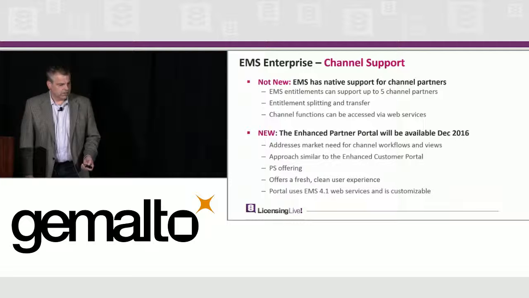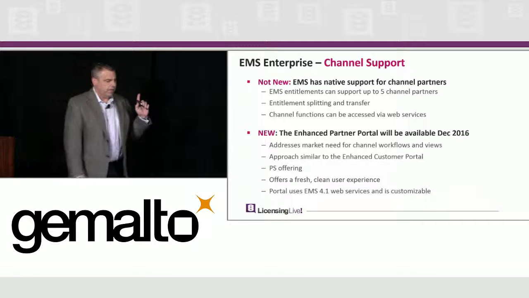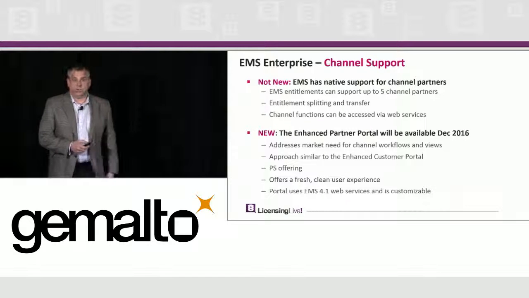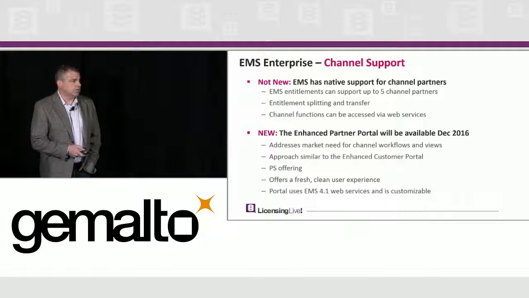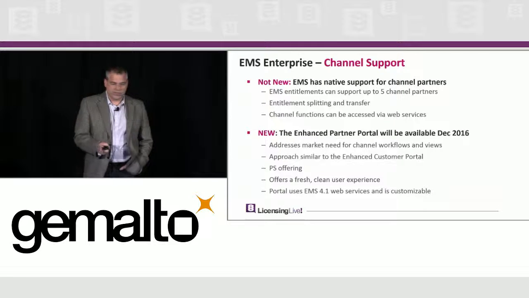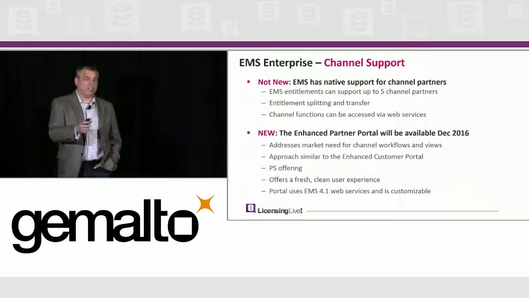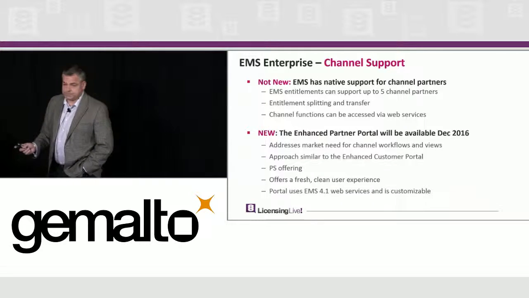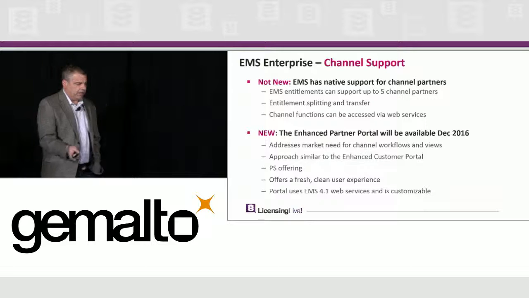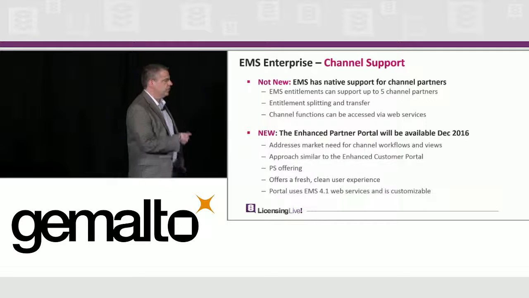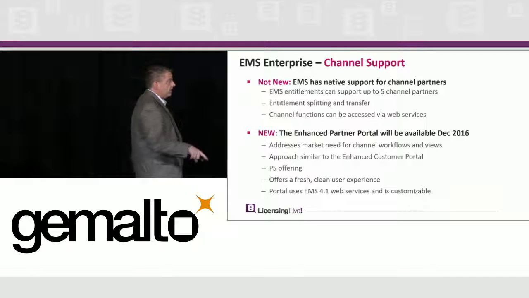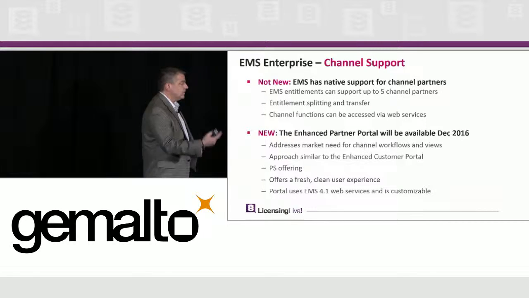Okay, so here's where we are. What's not new is that EMS does have native support. It's had it for a few years for channel partners. So an entitlement can support up to 5 channel partners. The notion of splitting and transferring that we talked about, it's been in our product for years, okay? And the web services that control all that stuff are native to the product. So that's not new. What is new is that we introduced what we're calling the enhanced partner portal.